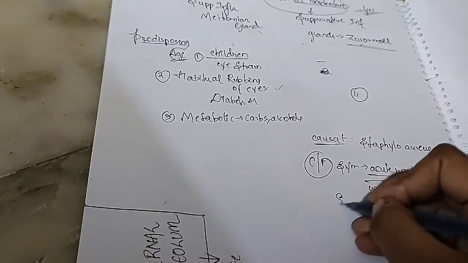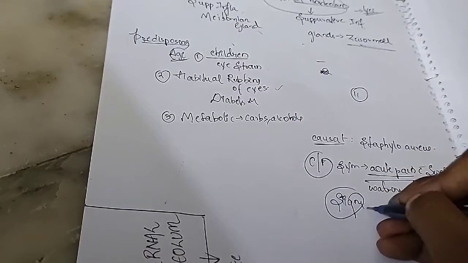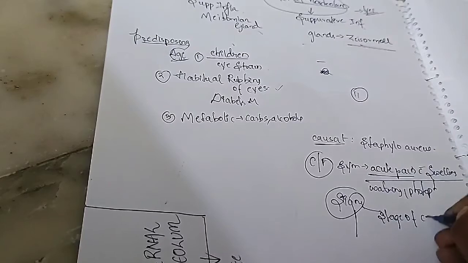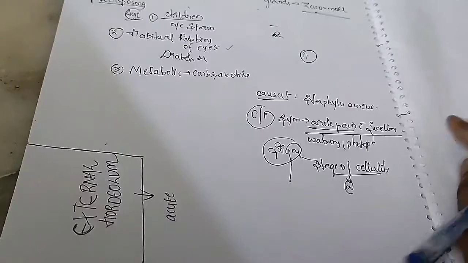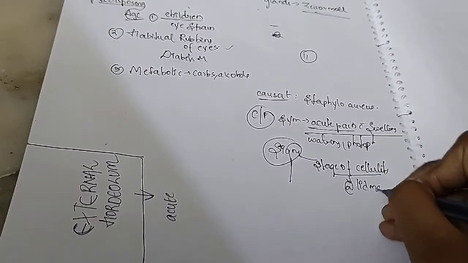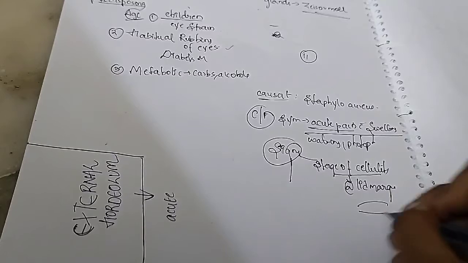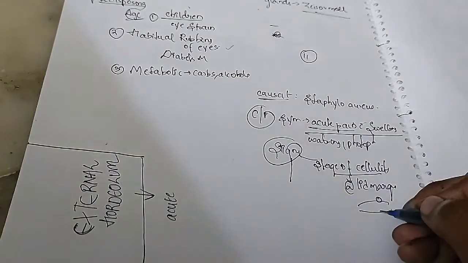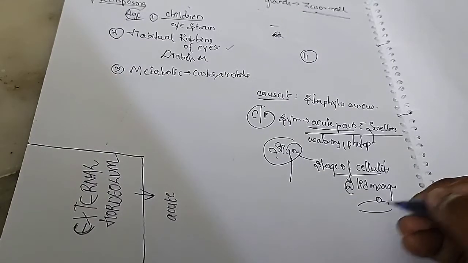And signs. There are two stages here: the stage of cellulitis and the stage of abscess formation. First, in the stage of cellulitis, you see a very red, tender, firm swelling at the lid margin. The thing you have to remember is that it is at the lid margin. It is a localized, firm, red, tender swelling at the lid margin, and is usually associated with marked edema.